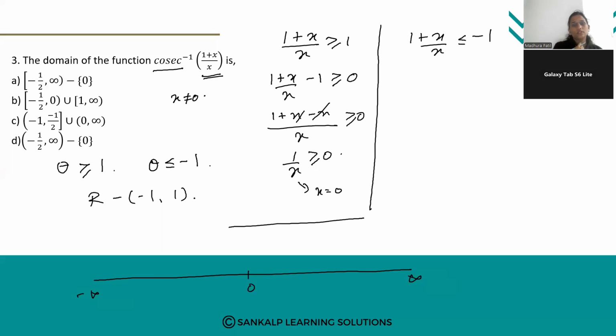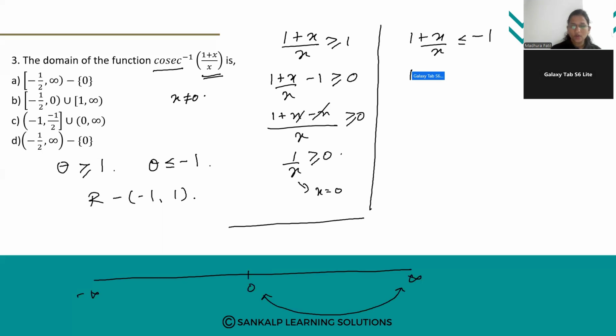Now it says either x equals 0 or greater than 0. But since x is in the denominator, it cannot be 0. So it is greater than 0. Greater than 0 means I will get the open interval 0 to infinity. So this is one value. Let us find the other one.